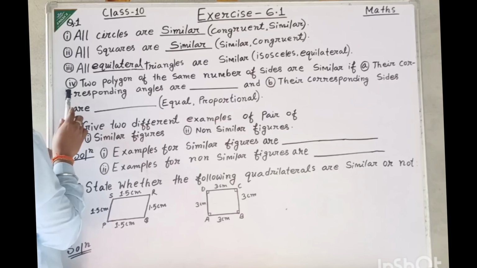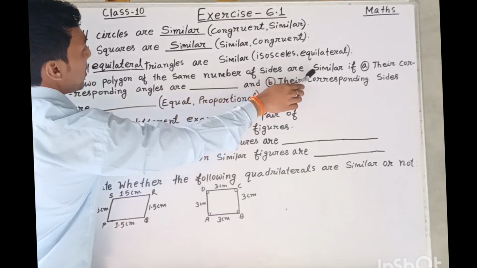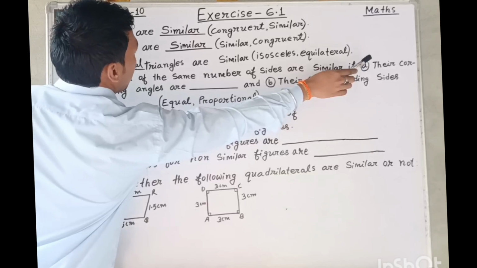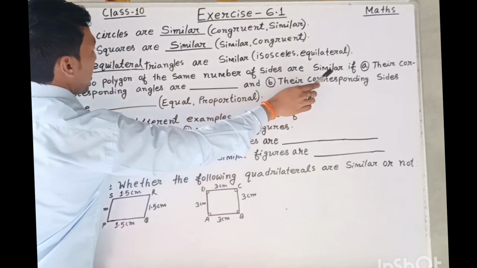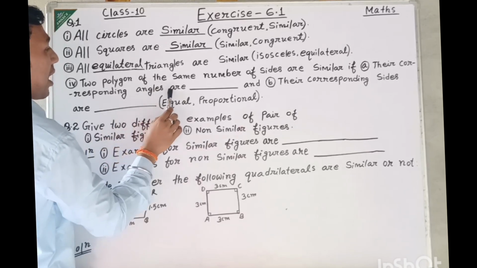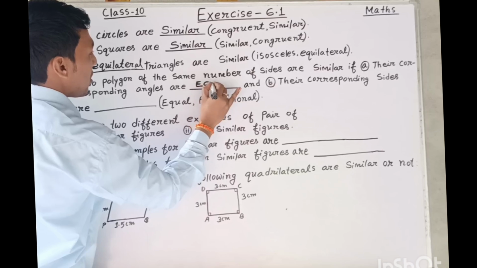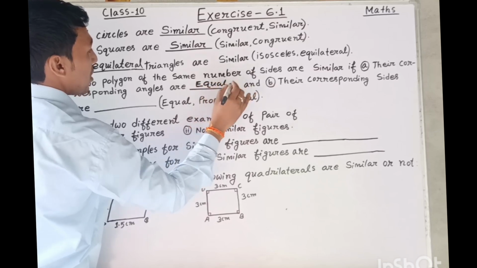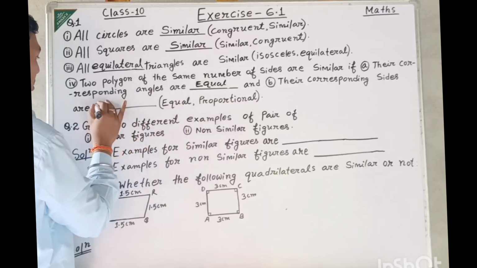In question number 4, we have two polygons of the same number of sides are similar if A. Their corresponding angles are dash and their corresponding sides are dash. So their corresponding angles are equal. So in first bracket you just write equal and their corresponding sides are proportional.